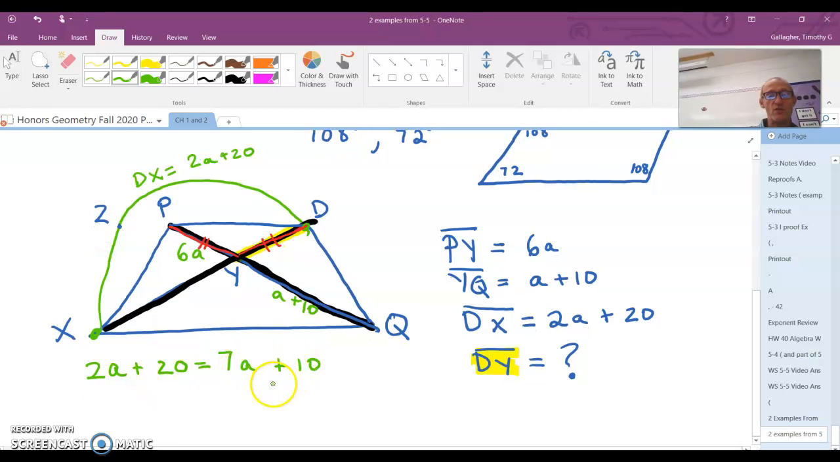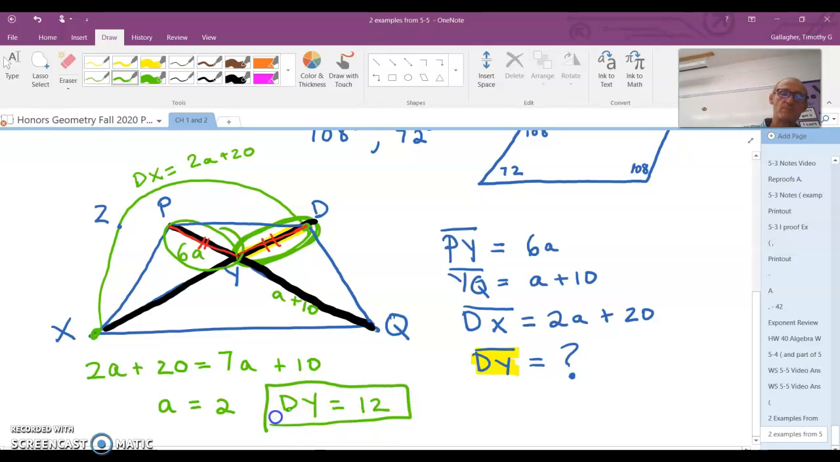So that's what you need. And so here, a equals 2. Now, we want to find DY. So if we want to find DY, that's this segment right here. And we substitute the 2 into this to get 12. So DY equals 12. So that's how we find DY. Those are two examples from 5-5.